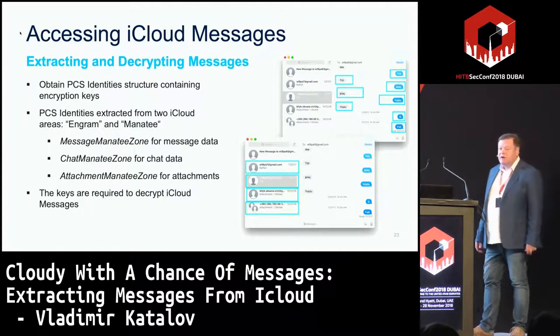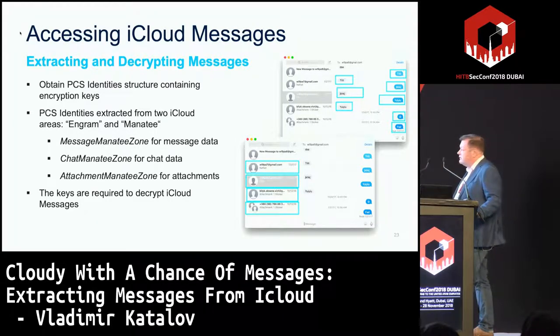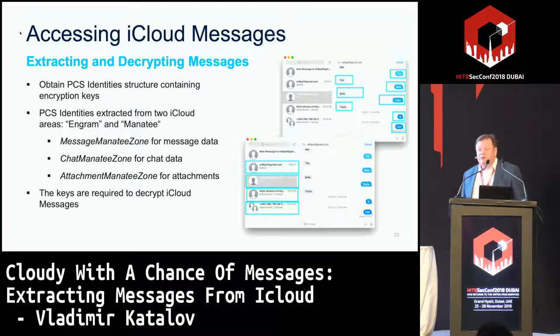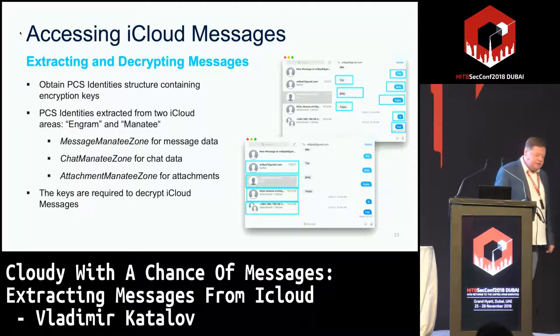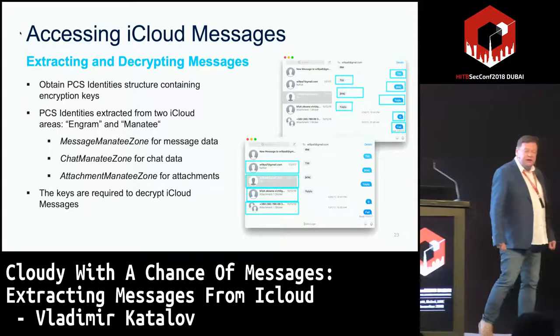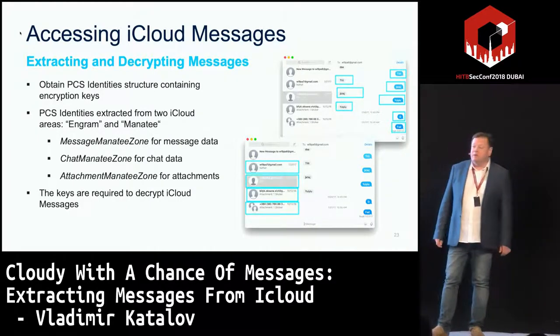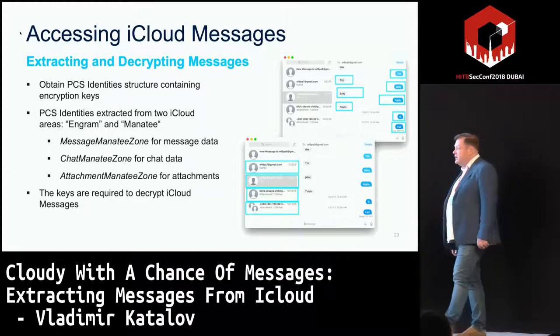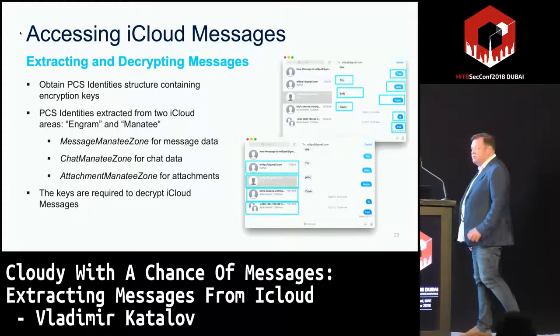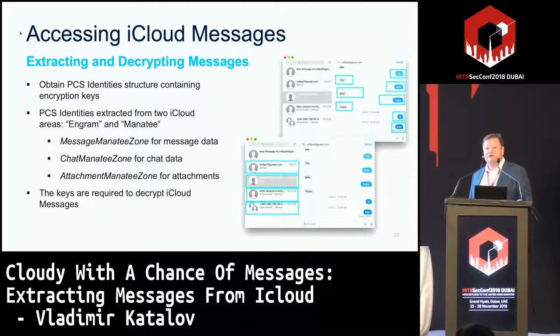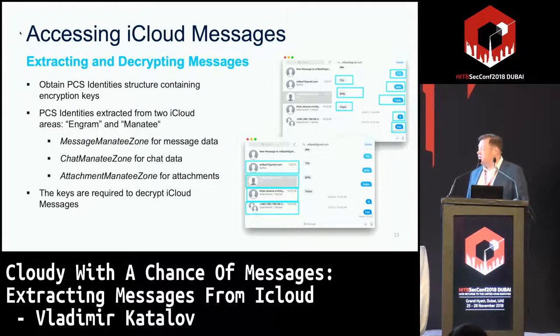They're messages when there are more than two persons involved. And there is a third zone that belongs to attachments. What are attachments to messages? Every time I send a picture or video or your location or anything else, actually more than one message is being created in the iCloud: the message itself, and also the attachment.